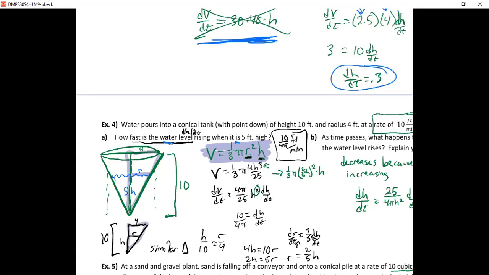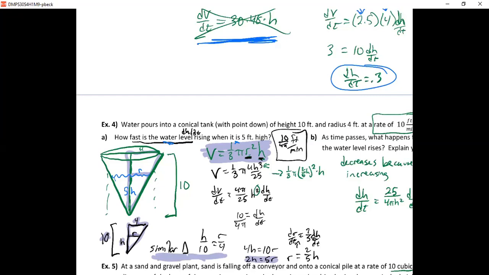So I drew that down here, and those similar triangles are something that you're going to have to keep an eye out for because they show up in random places. AP loves to make sure that they assess that. So our similar triangles, we have a height to radius ratio of 10 to 4. So what that does is that gives us this overall relationship of 5r equals 2h.